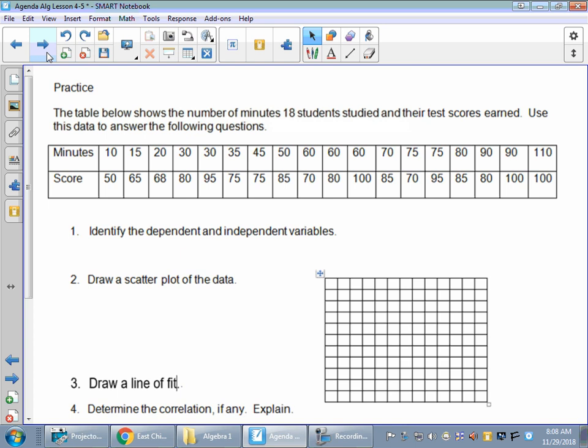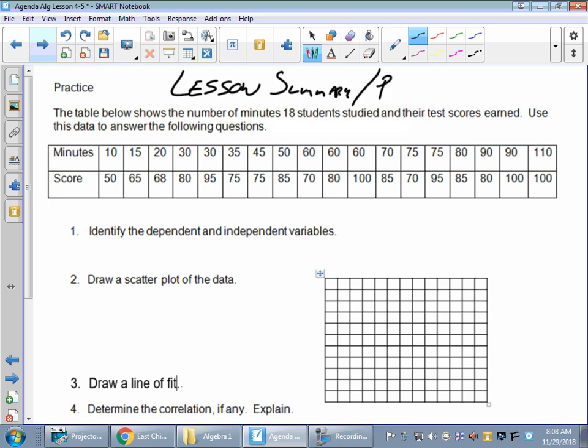Okay, so this will serve as our lesson summary practice problem here. And I'll kind of just go through it with you. Tell you what you have to do, and that'll be it.